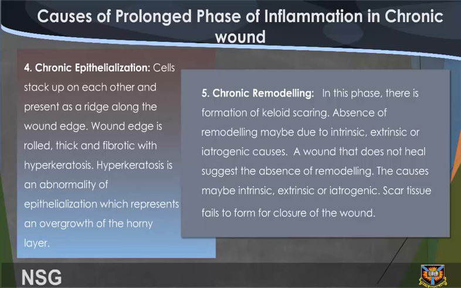5. Chronic remodeling. In this phase, there is formation of keloid scarring. Absence of remodeling may be due to intrinsic or iatrogenic causes. A wound that does not heal suggests the absence of remodeling. The causes may be intrinsic or iatrogenic. Scar tissue fails to form for closure of the wound.